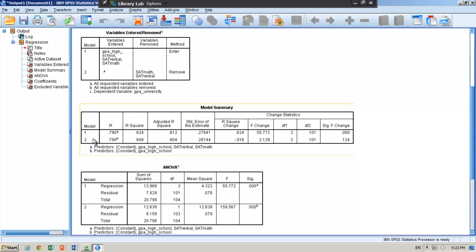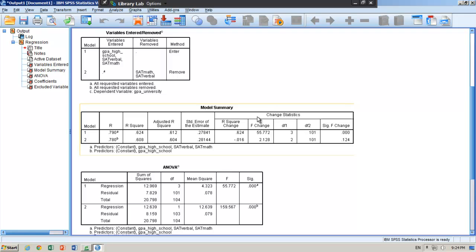Under Model Summary, we've got information about Model 1 and Model 2. Model 1 had an R-squared of 0.624. And when we remove the SAT scores, this dropped down to 0.608. So what you'd say is that the R-squared for Model 1 was 0.624, and so our three predictors can explain 62.4% of the variability in university GPA, whereas if we use just high school GPA, we can explain 60.8%, or almost 61%.